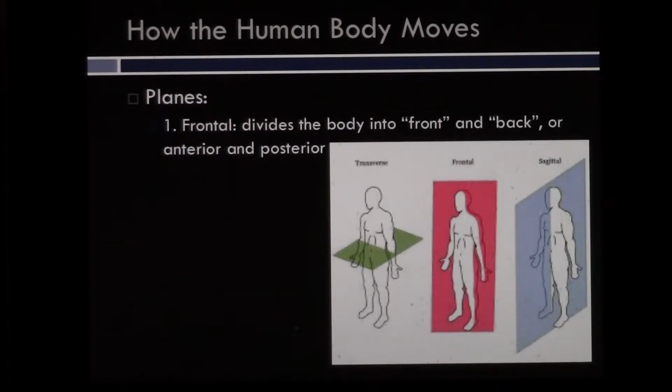So that would be movement. He's standing there doing jumping jacks with his arms, and his arms are actually sliding inside that box. And that is movement in the frontal plane. Okay, so hold that thought.